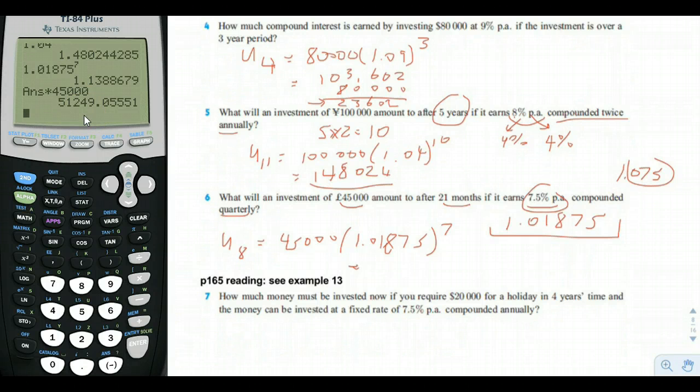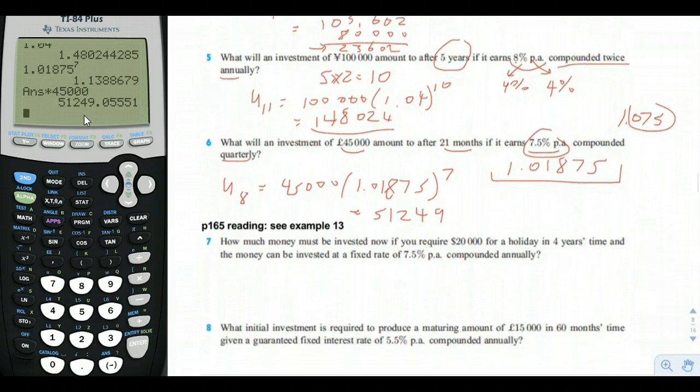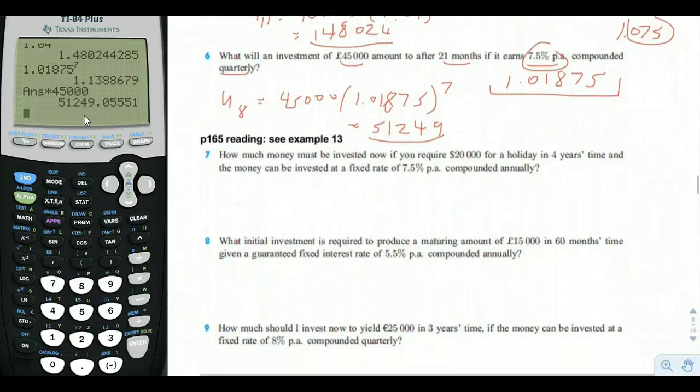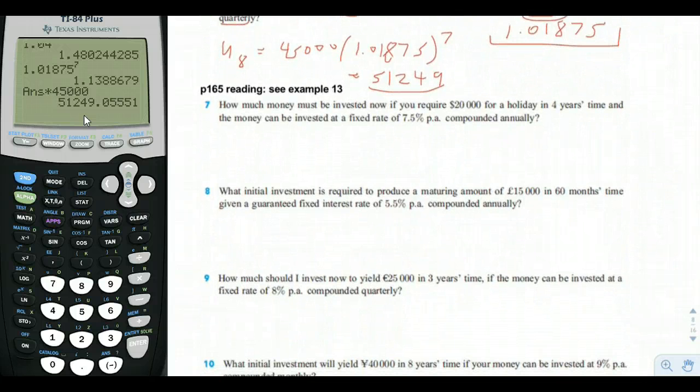And that would give me 51,249. Okay, and let's see. That was the answer. They don't ask us for the interest, so we just leave that. Okay, then you look at example 13.